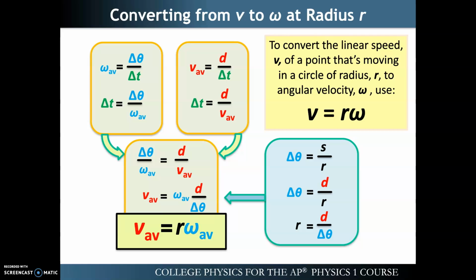All right, so if we wanted to convert the linear speed of a point that's moving on a circular radius r to angular velocity, we can use this relationship, and vice versa.